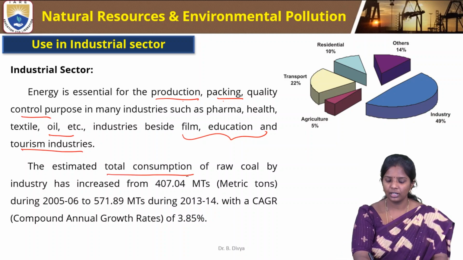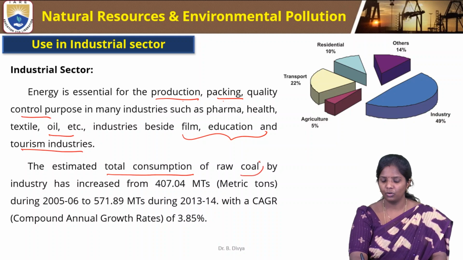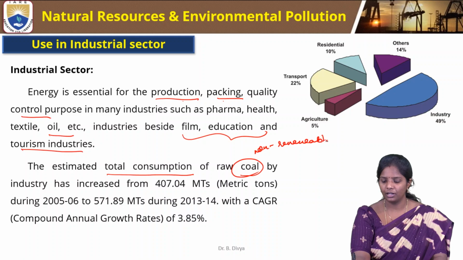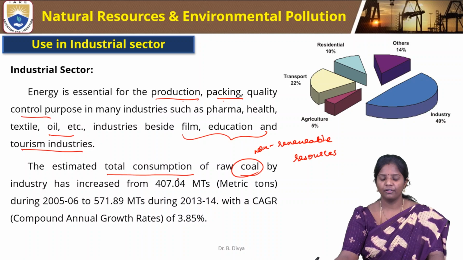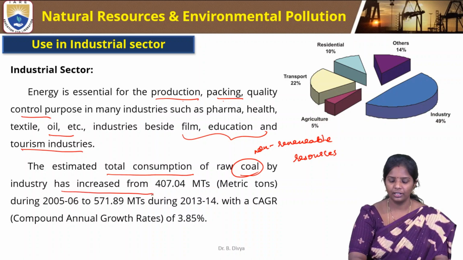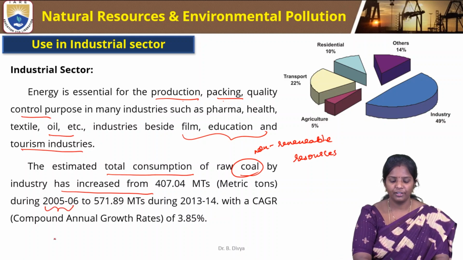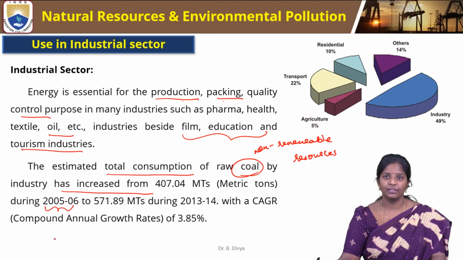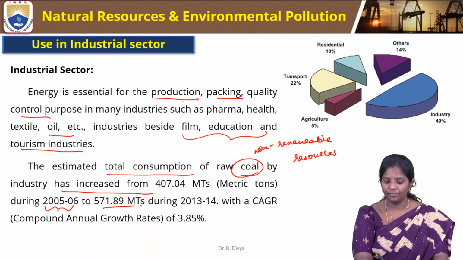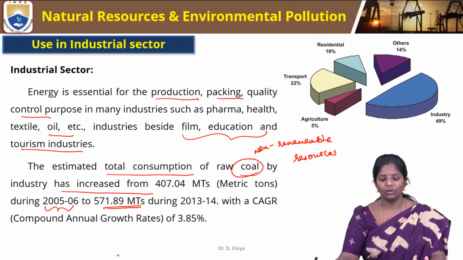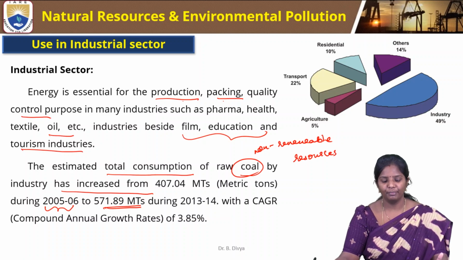The estimated total consumption of raw coal, for example, coal is a non-renewable energy resource. The total consumption of raw coal by industry has increased from 407 metric tons during 2005 to 571 metric tons during 2013-14. This is a huge jump, from 400 to 571, in the use of raw coal by the industries.